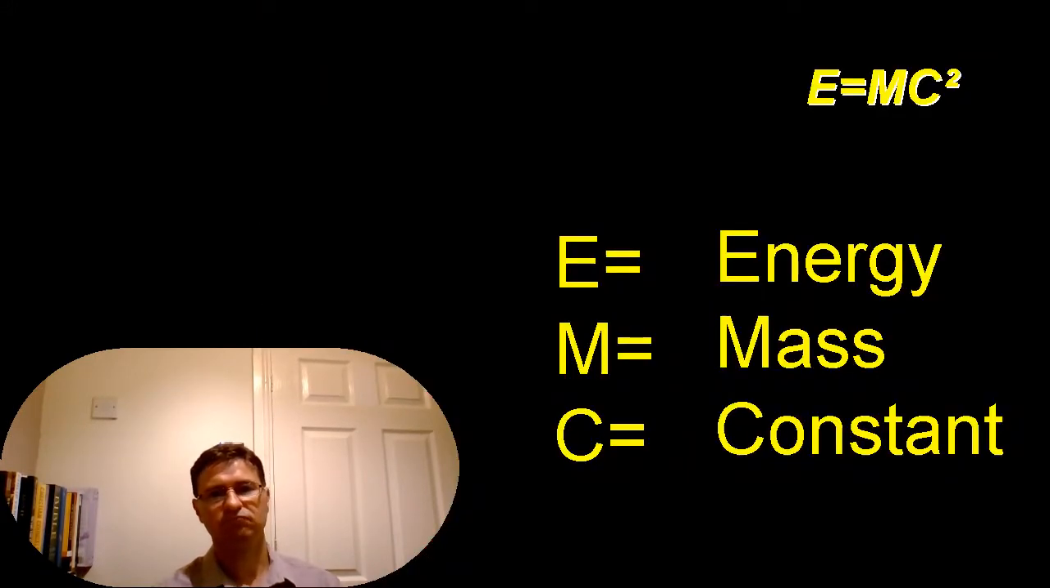Now, E equals mc². E is energy, m is mass, c is constant, or the speed of light, or more correctly, the speed of energy, or massless particles. Now, c squared is a very large number. It's the square of the speed of light.